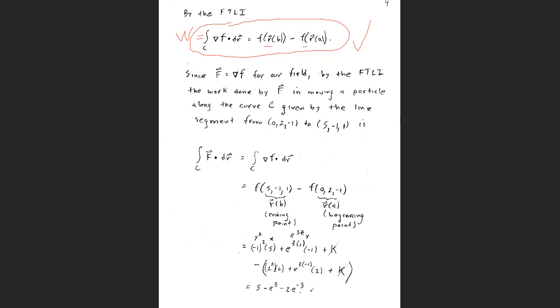So since the vector field F is the gradient of our potential function, then by the fundamental theorem of line integrals, FTLI, the work done by the vector field F in moving a particle along that curve C, given by the line segment from (0, 2, -1) to (5, -1, 1), is going to be computed as you see below. Let me give you a little time to copy this down, and I'll see if you have any questions.